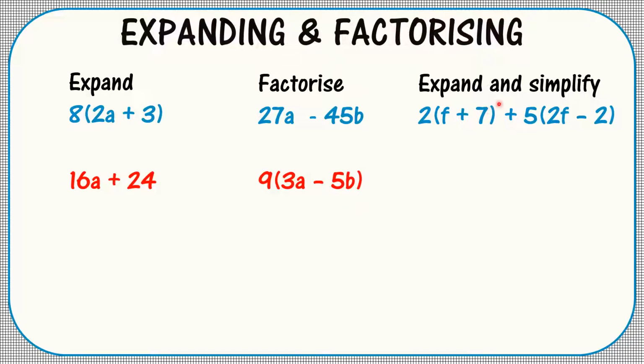For the final question, you are asked to expand and simplify. So what you would do is expand each one of these separately. You have 2 multiplied by f, which equals 2f. And you have 2 multiplied by 7, which equals 14. We'll expand the next one. You have 5 multiplied by 2f, which equals 10f. And you have 5 multiplied by minus 2, which equals minus 10.